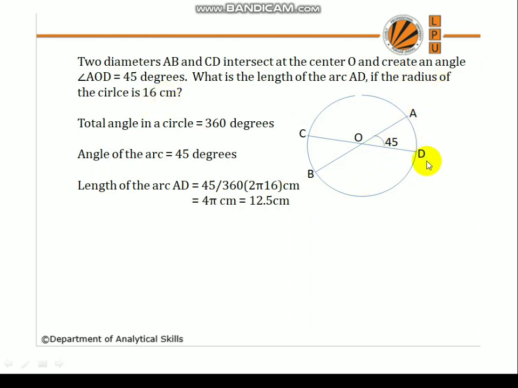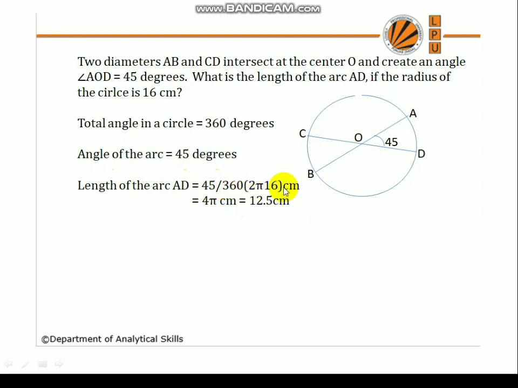To find the length of the arc, we should know the length of the complete circle, nothing but the circumference of the circle, which is 2 pi r. Then how to find the length of the arc? The complete angle is 360 degrees. The arc angle given is 45 degrees. Therefore, the length of the arc AD is equal to 45 upon 360 into 2 pi r.